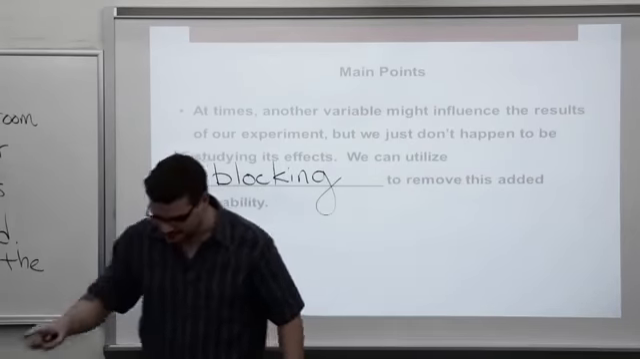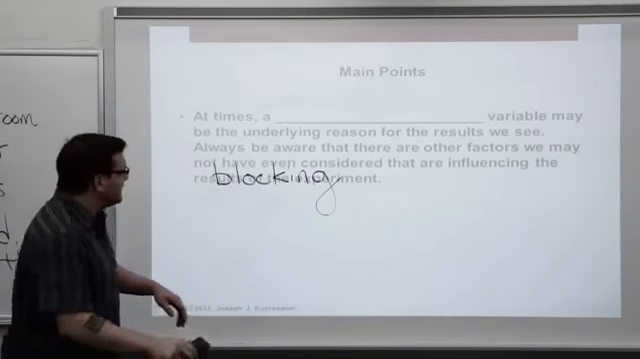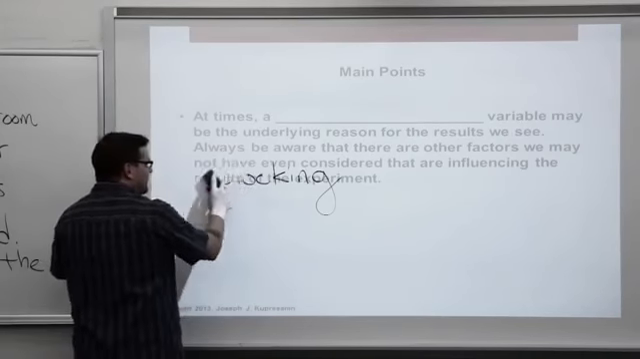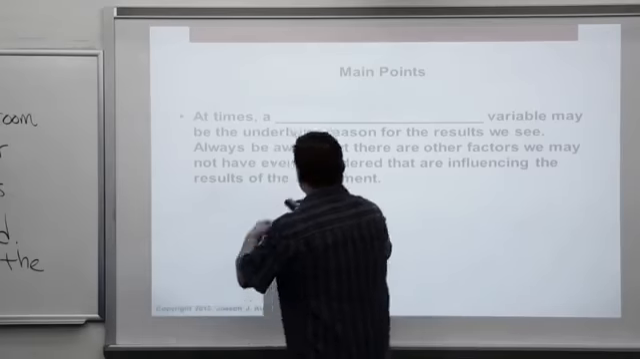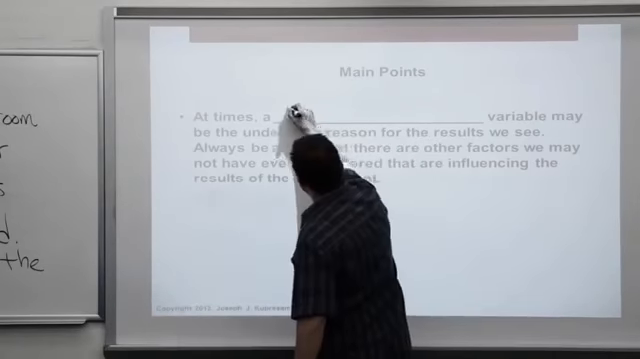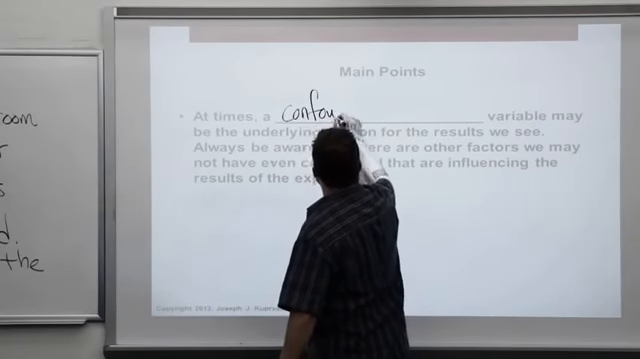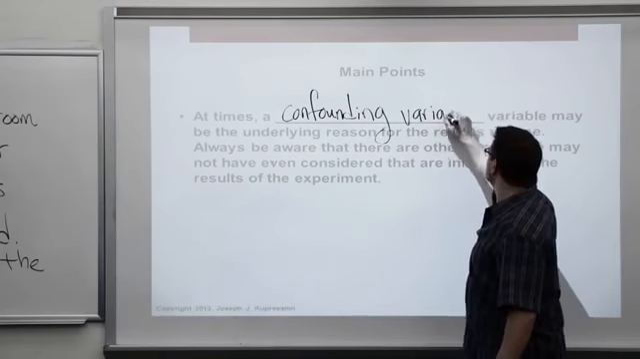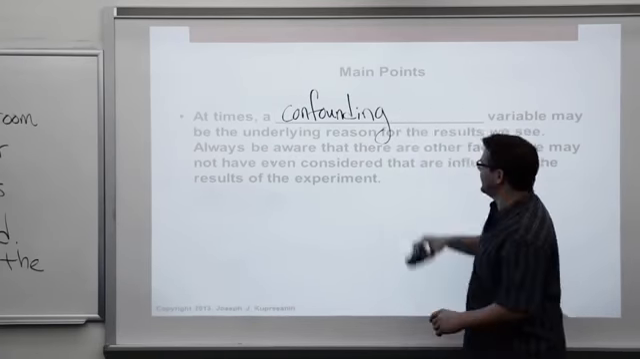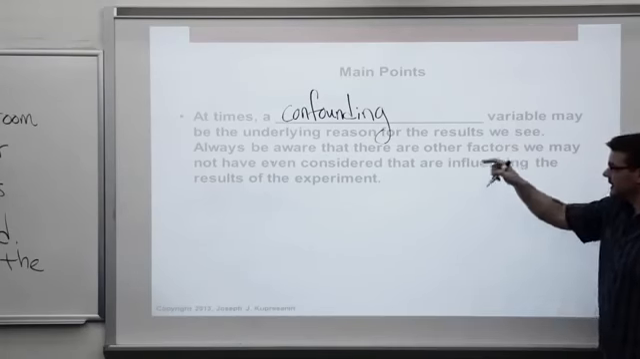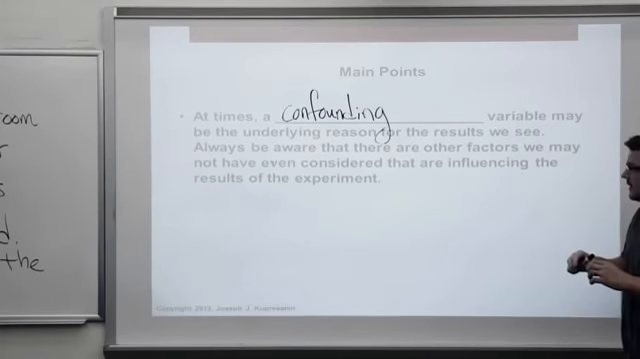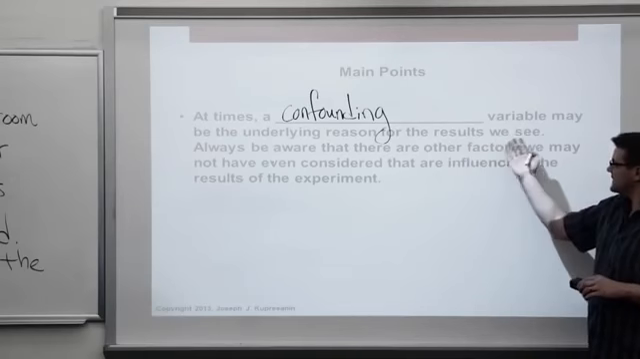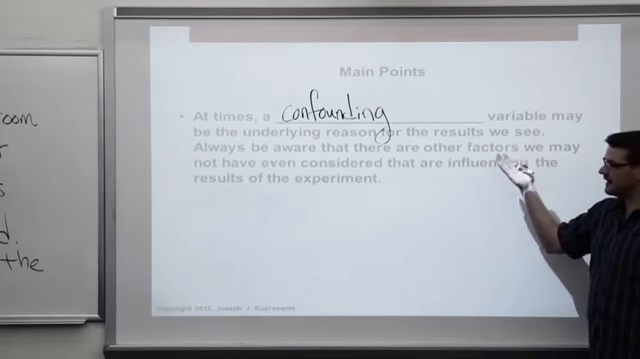Okay, last one. When you're running a designed experiment, at times, what's called a confounding variable might be the real reason for the results that we are seeing.